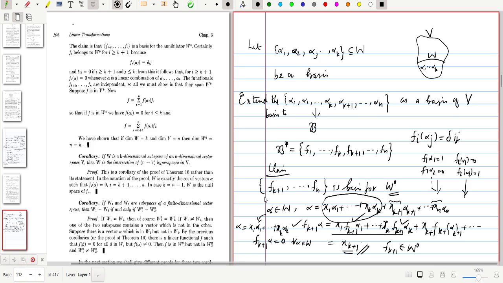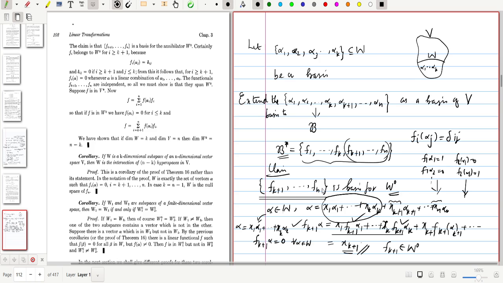In order to prove this is a basis, we will prove that it spans the elements of W naught, and that these are linearly independent. The linear independence is obvious, because B star is a dual basis. Then this is a linearly independent set, and this part is also a linearly independent set. So it remains to show that this set spans W naught. We choose an arbitrary element from W naught, and we will prove that it can be expressed as a linear combination of these elements.